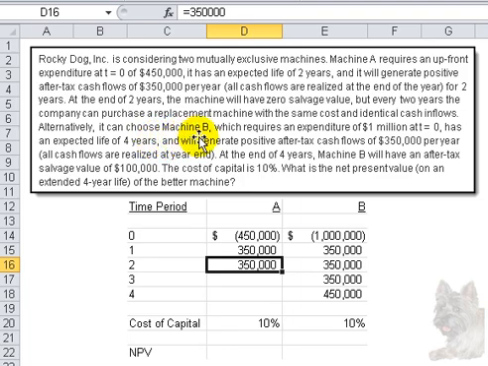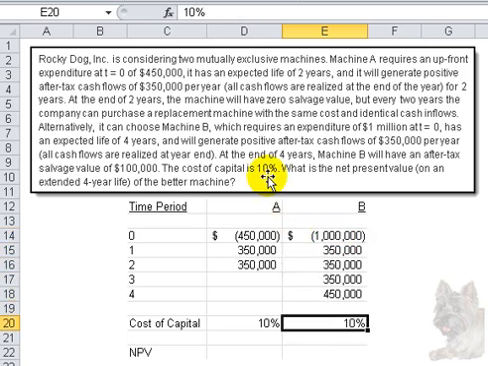Now, machine B requires $1 million up front, has an expected life of 4 years, and it'll generate $350,000 of positive cash flow. So there's our 4 years of $350,000. Cost of capital is 10%. What's the net present value on an extended 4-year life of the better machine?